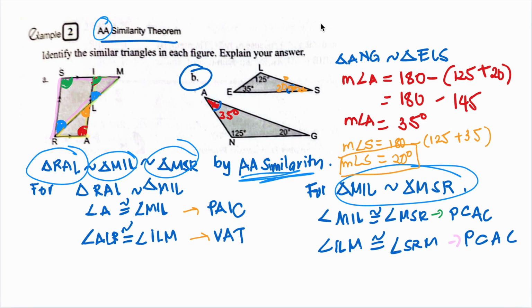So how can we say that they are similar? Because the three angles here are congruent: angle S is congruent to angle G, angle A is congruent to angle E, and angle N is congruent to angle L. So therefore, these two triangles are similar.